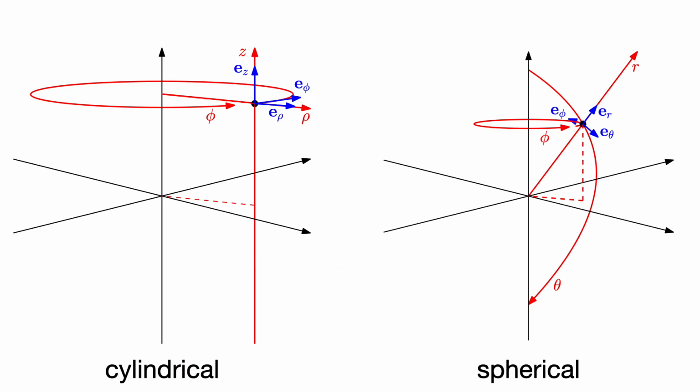Here are the corresponding diagrams for cylindrical coordinates and spherical coordinates in 3D. You can see that in each system, the three unit basis vectors are mutually orthogonal, so they are indeed orthogonal curvilinear coordinates.